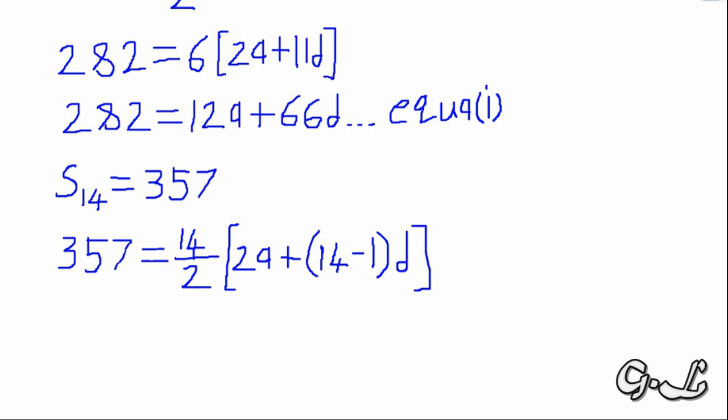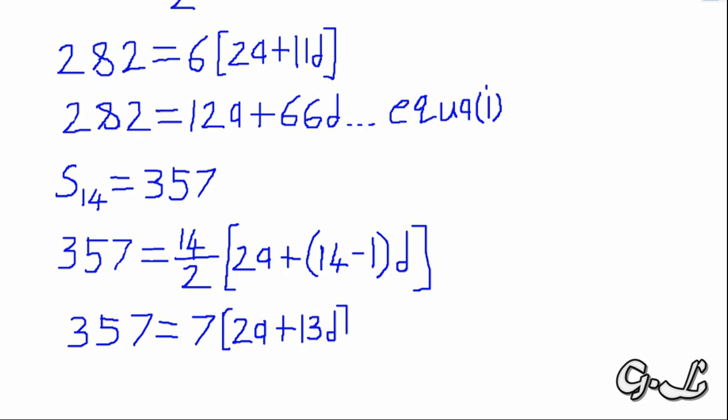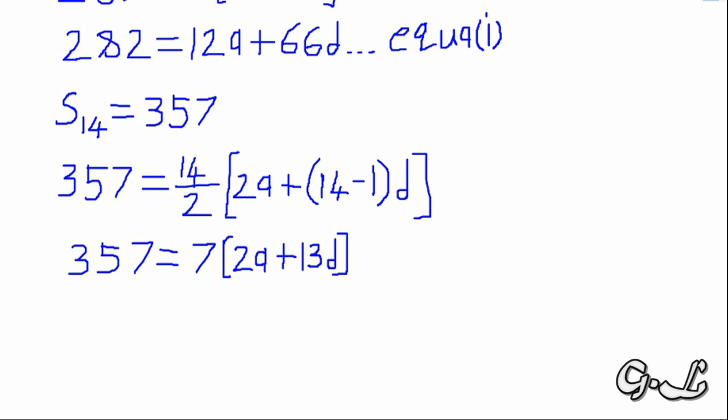We don't have the a. The a represents the first term, and the d represents the common difference. We don't have a and d, so we're simply going to leave them like that. The next thing is the simplification and the calculations. We write 357 is equal to 7, since 14 divided by 2 is 7, and 14 minus 1 gives 13, and 13 multiplied by d is 13d.